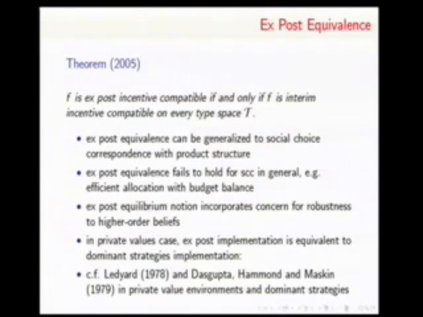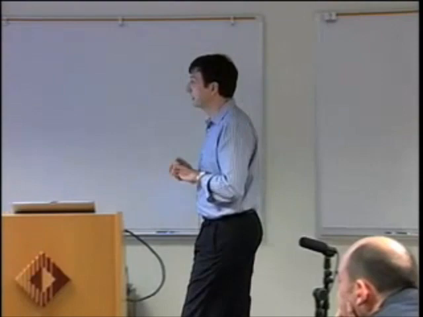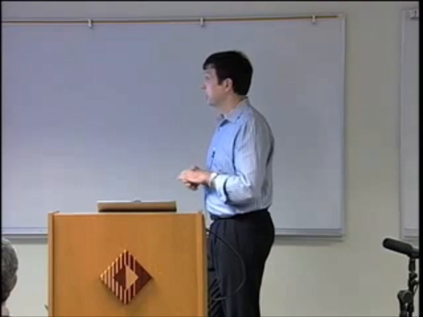And that result can be generalized, as stated here, from social choice functions to social choice correspondences with some structure, in particular with a sort of product structure. It's important to note that this is actually not going to be satisfied for all social choice problems. For example, efficient allocation, which is about balance, fails this requirement of the product structure. In fact, we can show that the equivalence result there doesn't hold. So it's imposing some structure, but it allows us to solve for a large class of problems in a robust way. Okay?